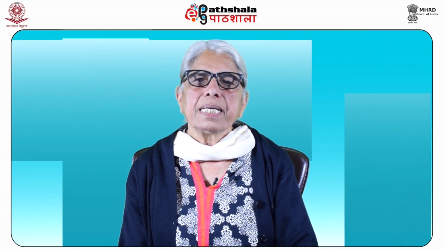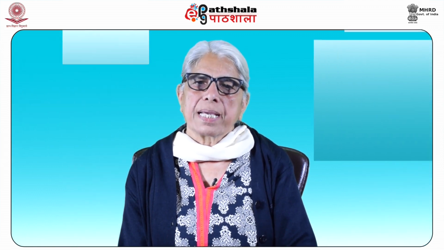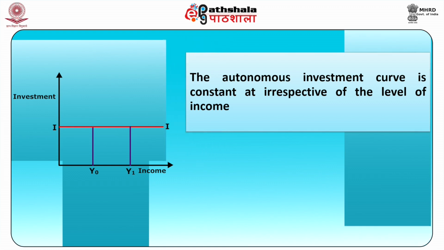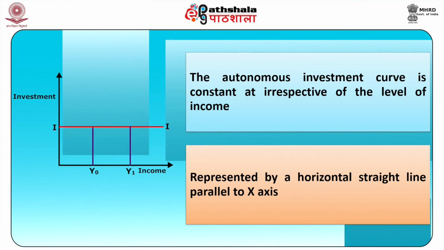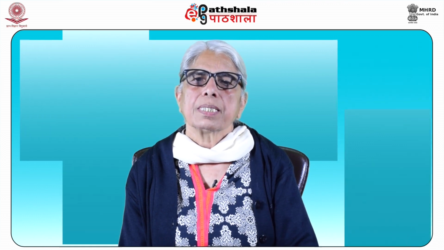This investment is shown graphically. Again, we take income on the x-axis and investment on the y-axis. The autonomous investment curve is constant irrespective of the level of income and is represented by a horizontal straight line parallel to the x-axis. Investment decisions in any economy are also affected by the different sectors in which the investment expenditure is being done. The motivations for investment in the public and private sector are different.